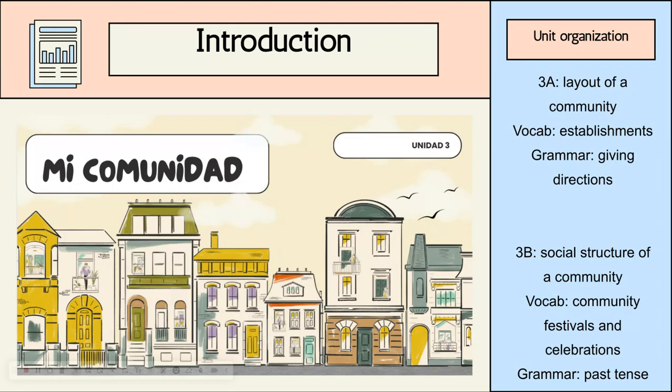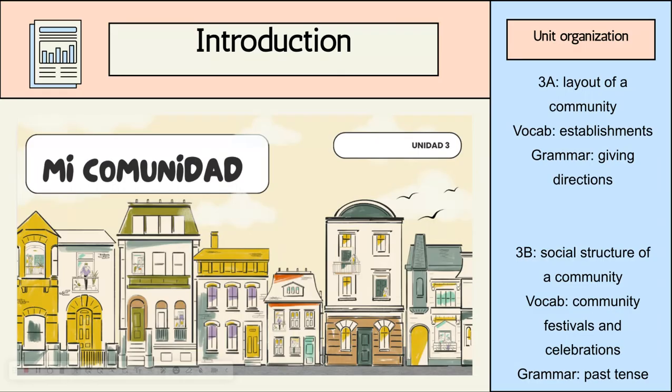The unit is a Spanish 2 class on our community. This would be a unit that we would do second semester, and the organization of the unit is in two parts. In the first part of the unit, students learn how to describe the layout of a community, which involves learning vocabulary related to establishments and grammar, learning how to give and understand directions.